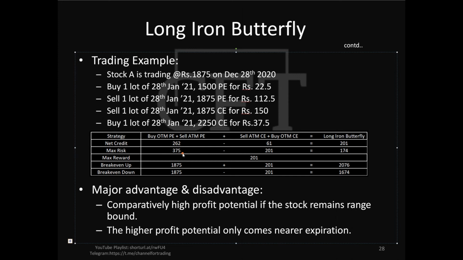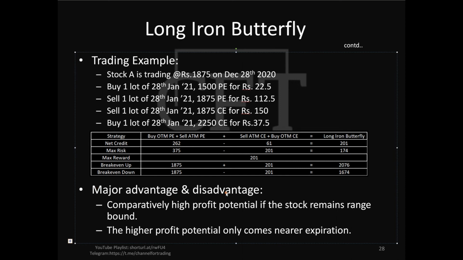And maximum risk is the difference in adjacent strikes. Here you can see the difference in adjacent strikes is 375, so maximum risk will be 375 minus net credit. Maximum reward, we all know, is the net credit, that is 201. Break even on the upper side is the middle strike, whatever we choose, which is the same for PE and CE, plus net credit. Similarly, break even on the downside is the middle strike minus net credit. I hope you are able to understand this.